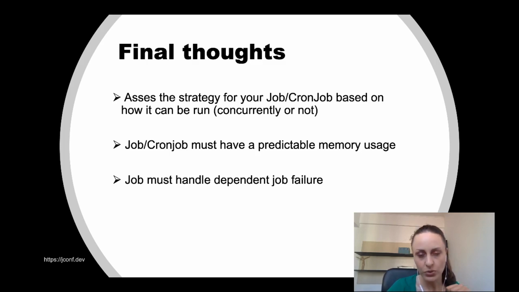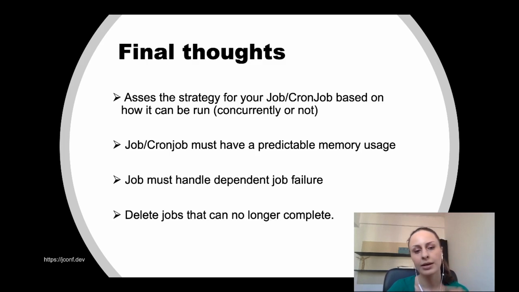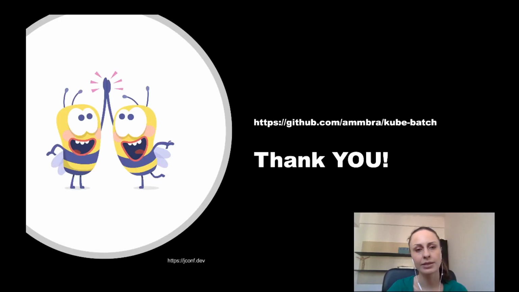Jobs have to handle also the dependent job failures. If job failures occur with your job resource or cron job resource, you should be able to handle that through your job, so be aware of that. I've done that in my jobs, by the way, so look at the example. And you should delete jobs that can no longer complete. So jobs that are in stalling mode, that they cannot complete, you should be deleting those. No worries, you don't lose anything.